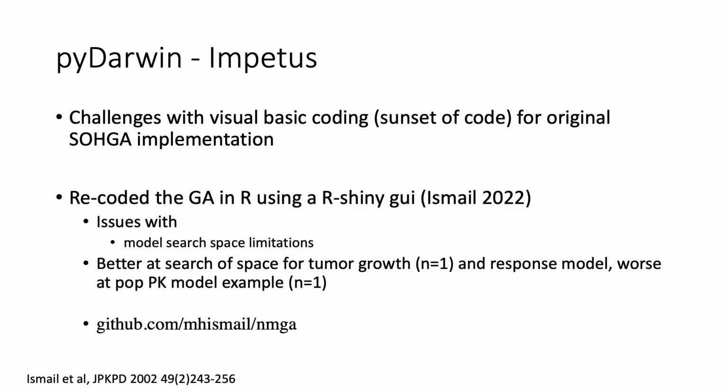So let's transition now to pyDarwin. What was the impetus here? There were some challenges with the coding of our single objective GA. One was that it was done originally with an old version of Visual Basic that eventually we were not able to run any further, and weren't able to update the code to new versions of Visual Studio.